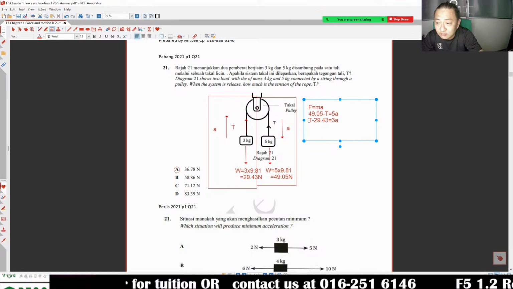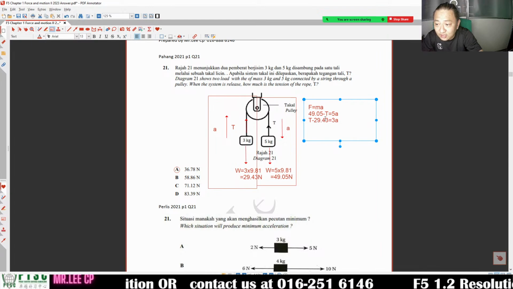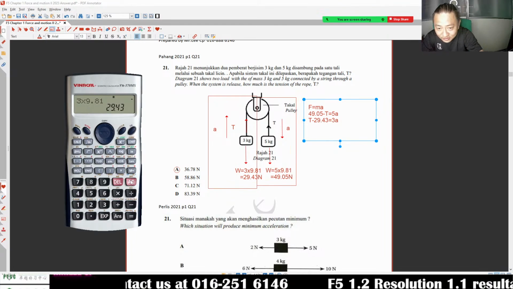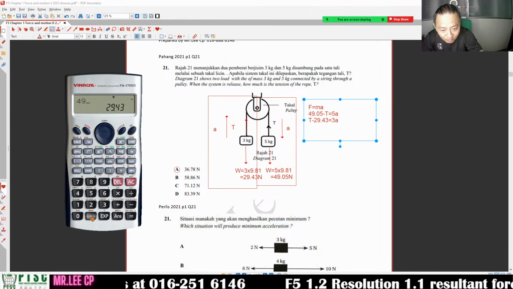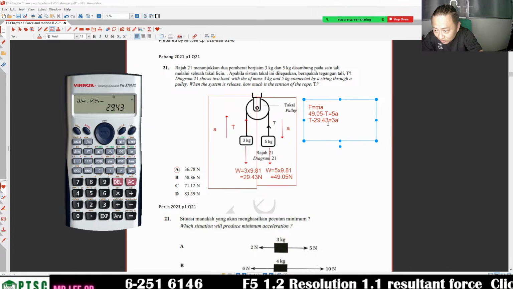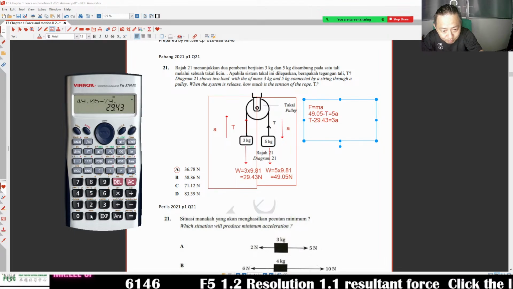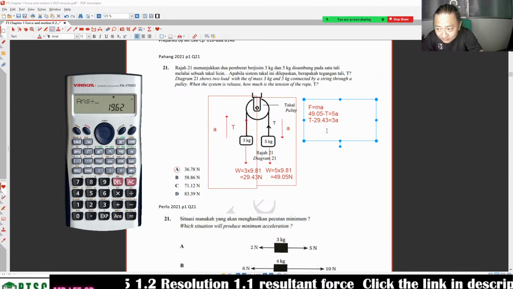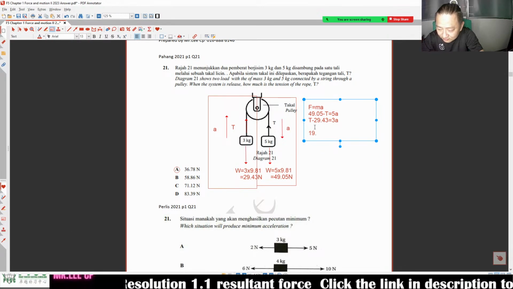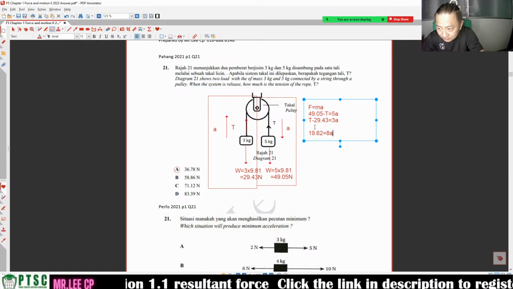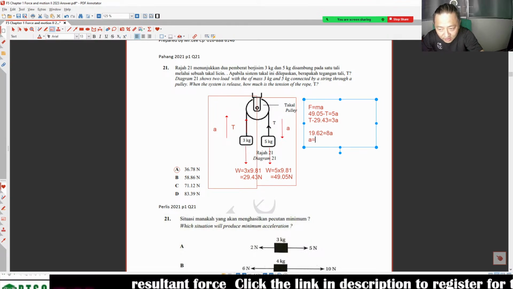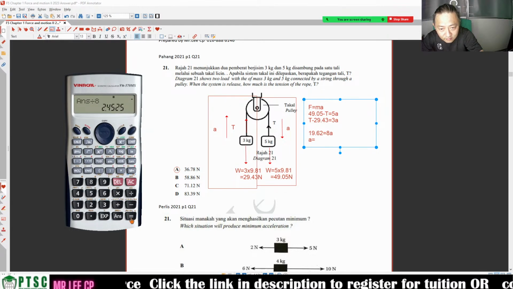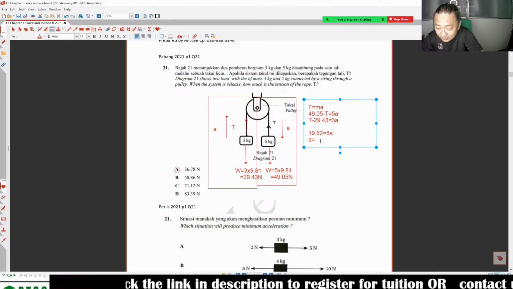So I solve them. This one minus this one, you add them together. 49.05 minus 29.43 equals 19.62, divided by 8. A is equal to, and I divide by 8, I'll get 2.4525.